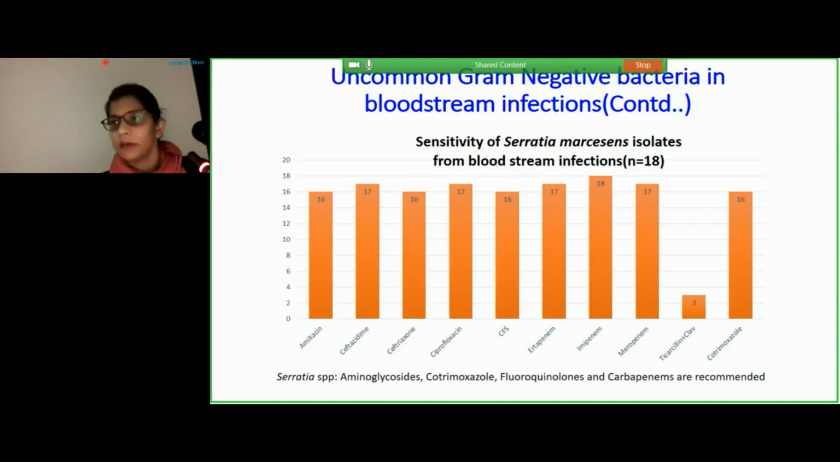In the literature, it has been shown that Serratia species respond well to aminoglycosides, cotrimoxazole, fluoroquinolones, and carbapenems. So we can see that imipenem works well, followed by the fluoroquinolones and cotrimoxazole.